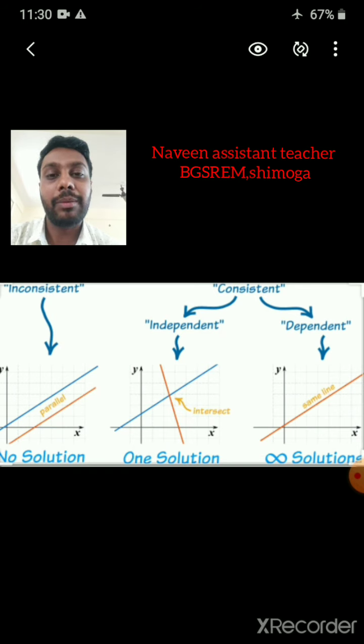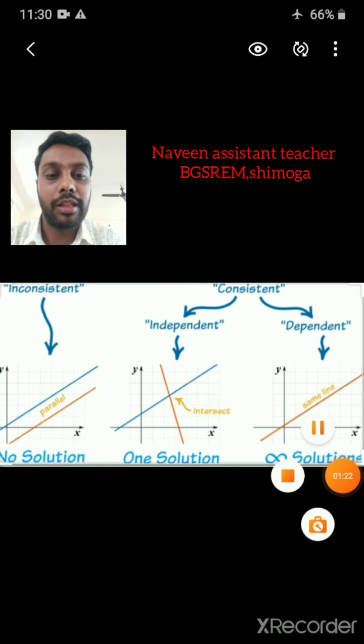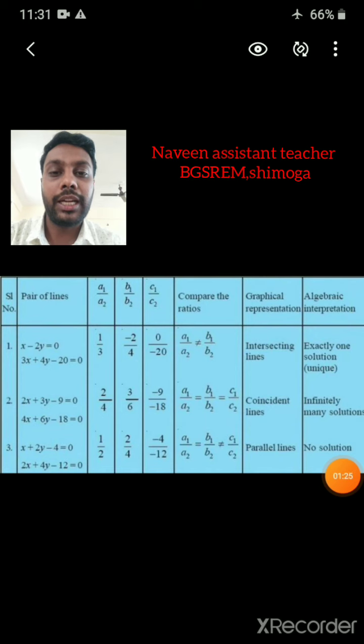A consistent pair of linear equations contains one or more solutions, forming either intersecting lines or coinciding lines. Again, in a consistent pair of linear equations there are two types: independent pairs as well as dependent pairs. An independent pair of linear equations contains only one solution, and a dependent pair contains infinitely many solutions. Then look at the table.